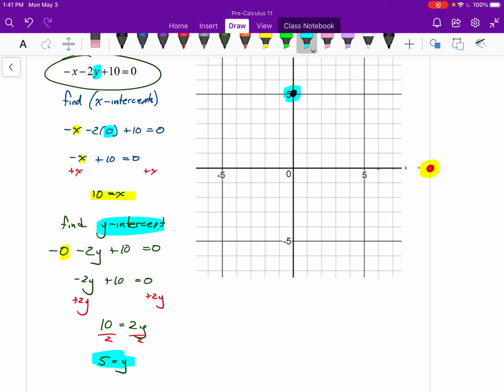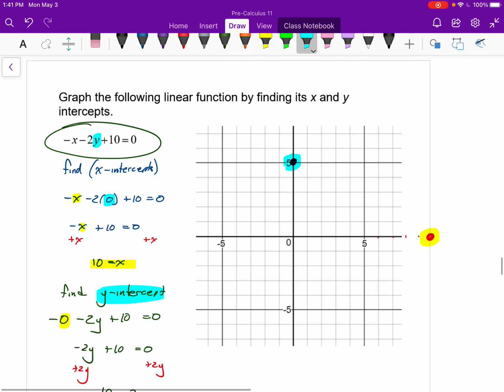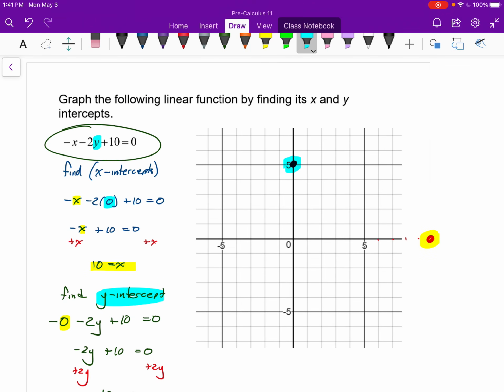If I want to draw a line, I just need 2 points. I can now see these 2 points, which means I can grab a ruler and I can draw this with a good degree of accuracy. Oop, that's a highlighter. Take 2. There we go.